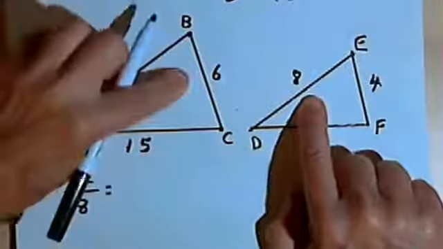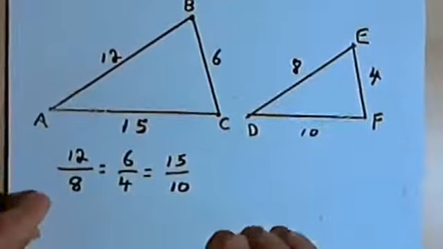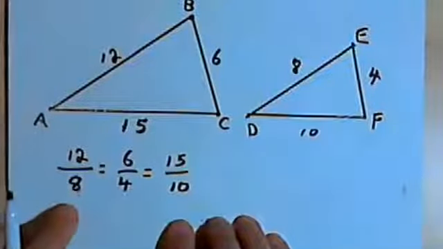Then I'll take another pair of corresponding sides. I'll take side BC and side EF. Side BC is 6 units long, and side EF is 4 units long. So the ratio of their sides is 6/4. And then I'll do the same thing with the third pair of corresponding sides. Side AC is 15 units long, and its corresponding side is DF, which is 10 units long. And now I want to see if these three ratios are equal to each other.